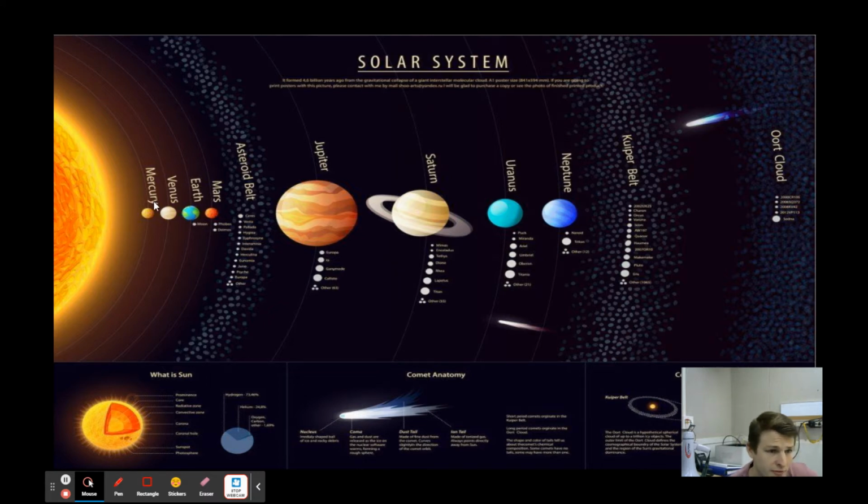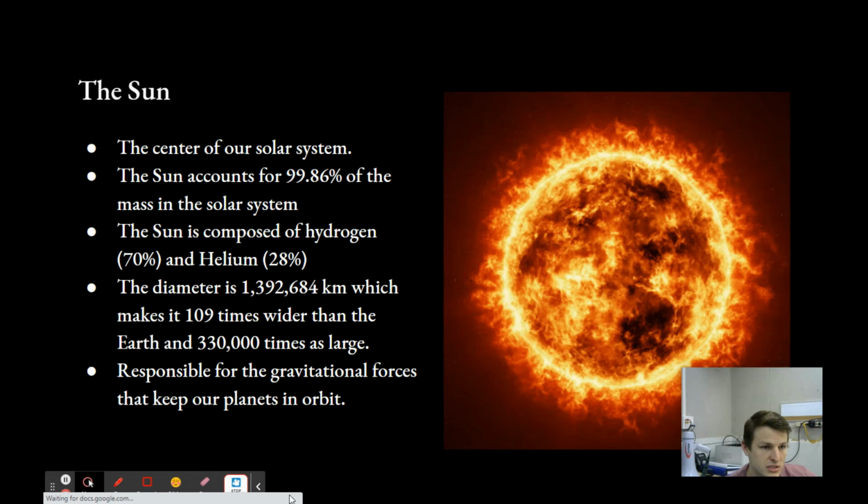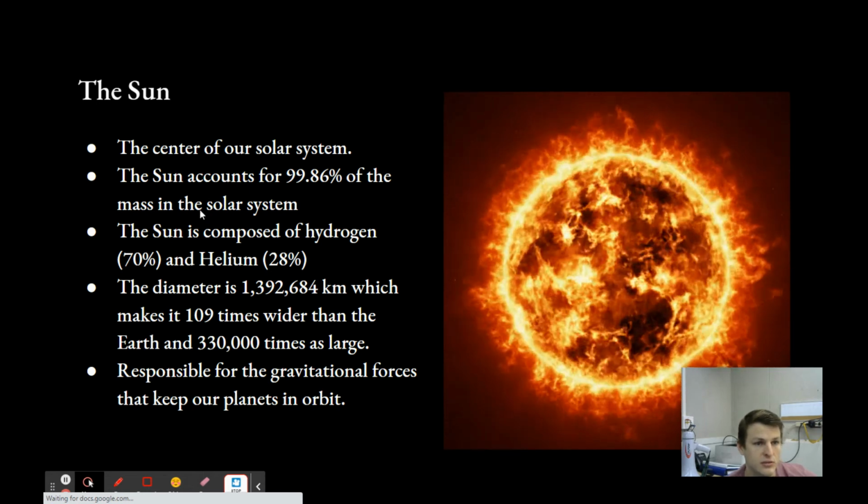In order, we have Mercury, Venus, Earth, Mars. We have then an asteroid belt. We have Jupiter, Saturn, Uranus, Neptune, the Kuiper belt, and then outside of that, we have the Oort cloud. We'll talk about comets and asteroids and those other things that exist within these areas as well. But of course, the sun is the center of the solar system.